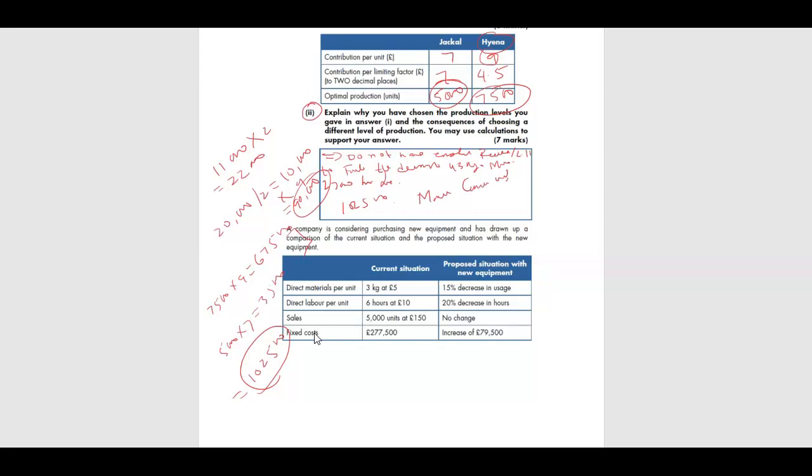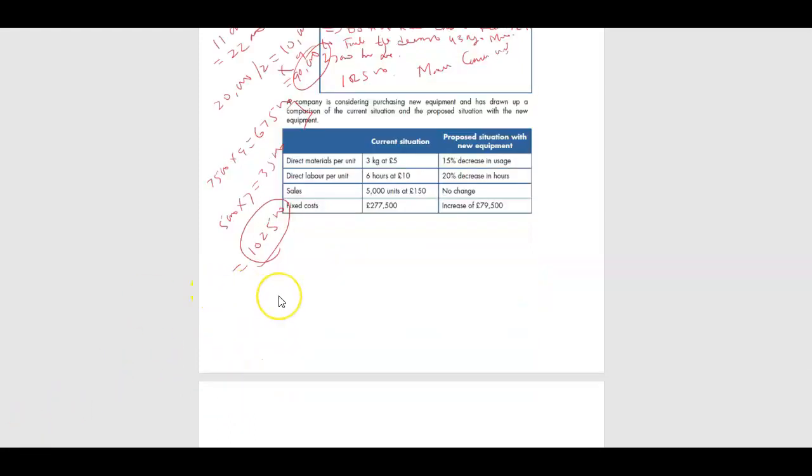Let's move to the next question. Let's have a look at what we have here. The next question is whether to buy the new equipment or not. So basically it depends on whether it will increase the profit or not. So let's have a look.